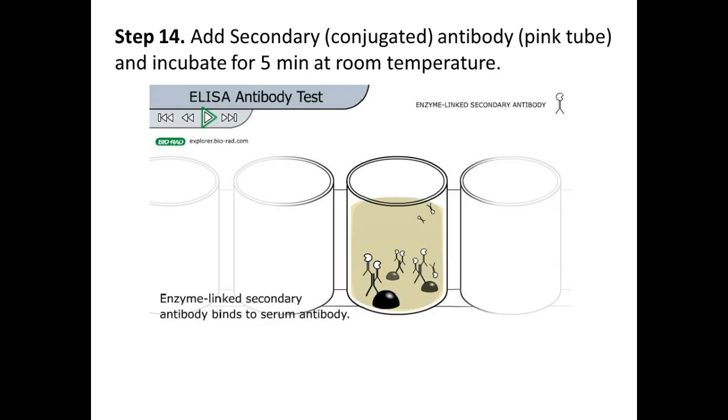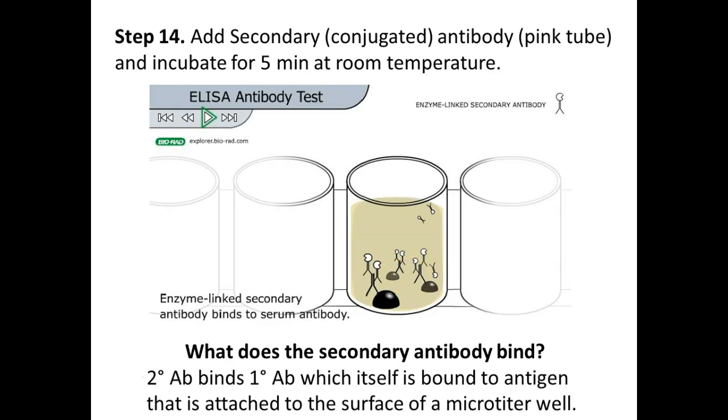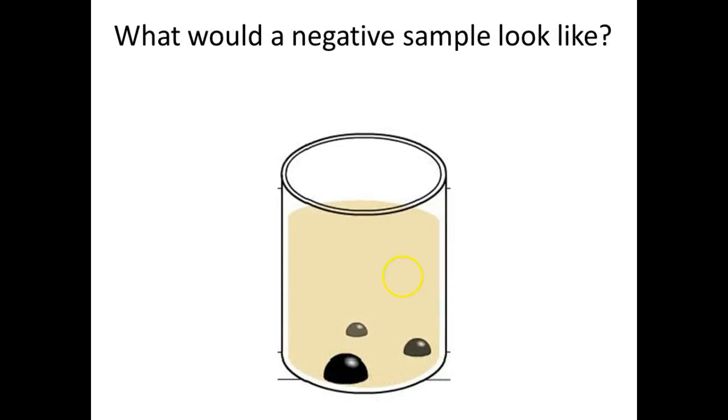Make sense? So this is that sandwich effect. Antigen, antibody, antibody. So what's it binding to? The primary antibody. So what would a negative sample look like? After we wash, it's just going to be antigen. Because there's no primary antibodies here, nothing for the secondary to stick to, right? So it's going to get washed out.